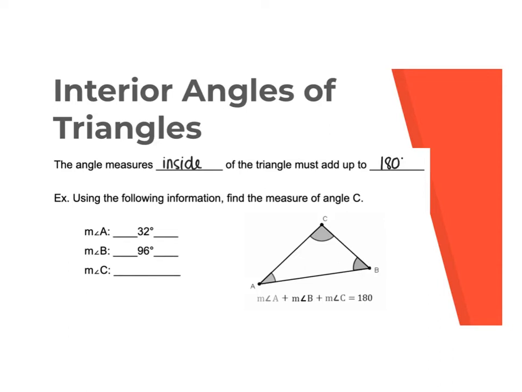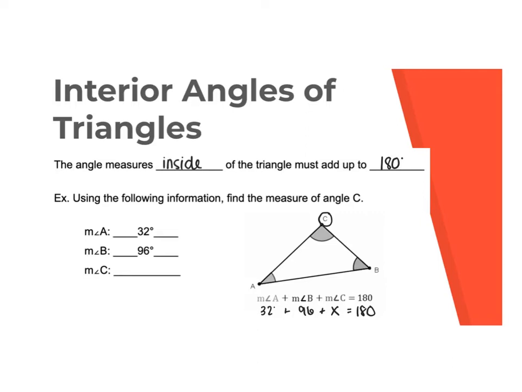So using this example, we're going to find the measure of angle C. We have angle A is 32 degrees, angle B is 96, and we don't know the measure of angle C, so we can put our variable. We know these three together must add to 180 degrees.